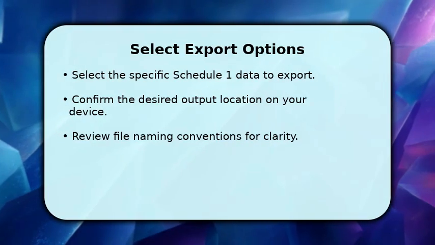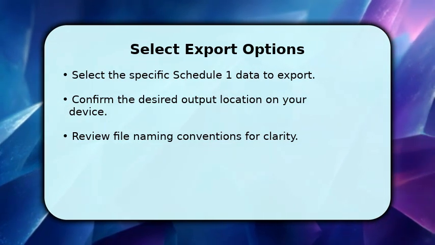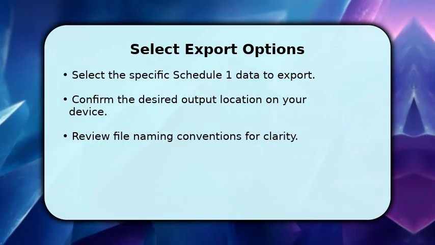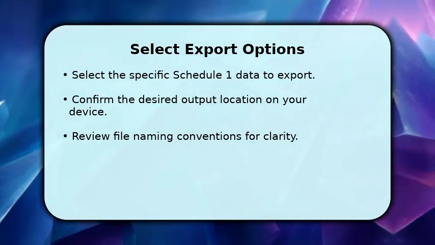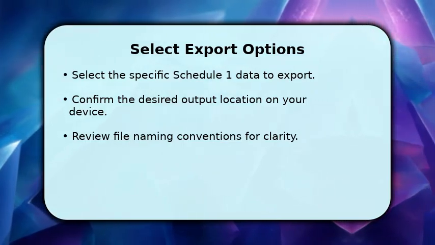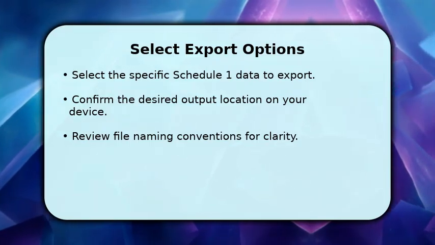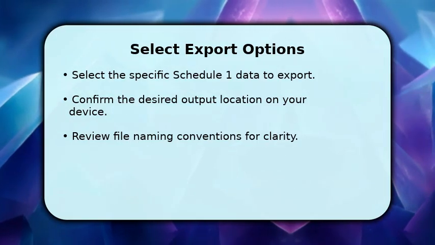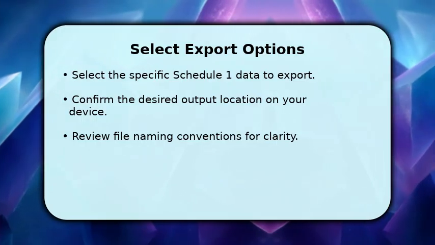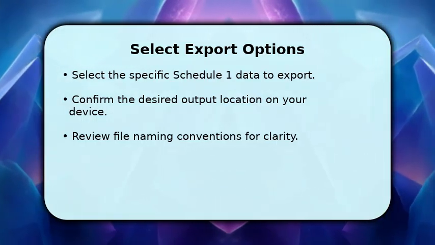Once you've found the export feature, you'll typically be prompted to select which specific Schedule 1 data you wish to include. Make sure all relevant entries are checked. Next, choose where you want to save the file on your computer, perhaps a dedicated folder for tax documents. Finally, give your exported file a clear and descriptive name like Schedule 1 Export to easily identify it later.